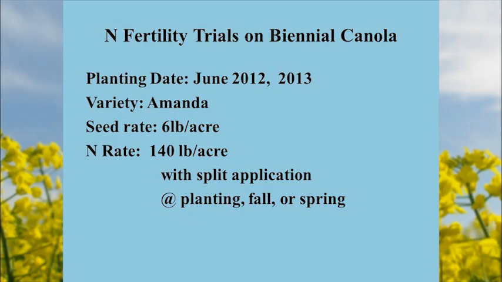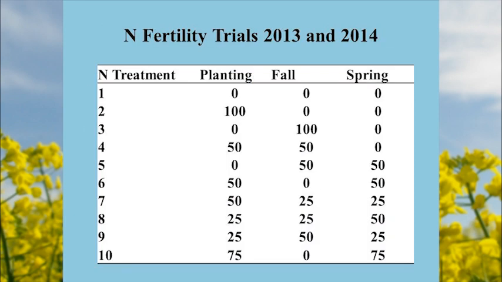We've changed some things in the last couple years by planting canola in June, winter canola in June. So for the last 2 years, what we've been working on is, we planted in June, when do we apply that nitrogen? Do we apply it at planting? Do we apply it in the fall? Do we apply it in the spring? This is kind of new to us.